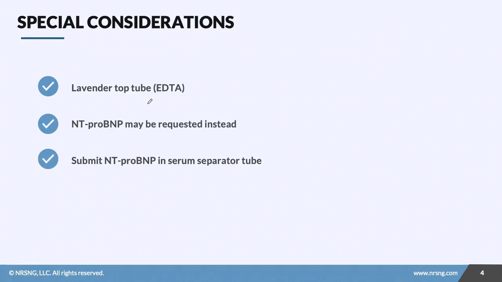So here's a couple things you need to keep in mind. When we run this lab value, we're using our lavender top tube, which is the EDTA tube. You might also see requested an NT-proBNP to help further diagnose. All right. You're going to want to give this in the serum separator tube, which is the tiger top. And if you've seen it, you'll recognize this top, but most important, keep in mind, this is going to be in a lavender top tube generally as you're running this lab.